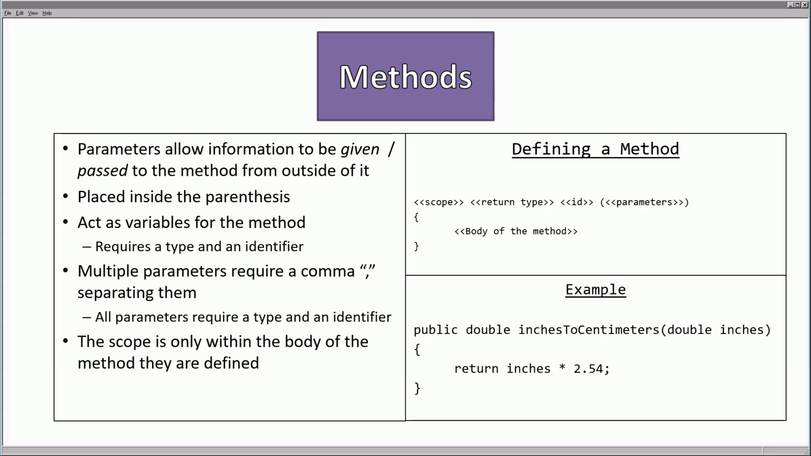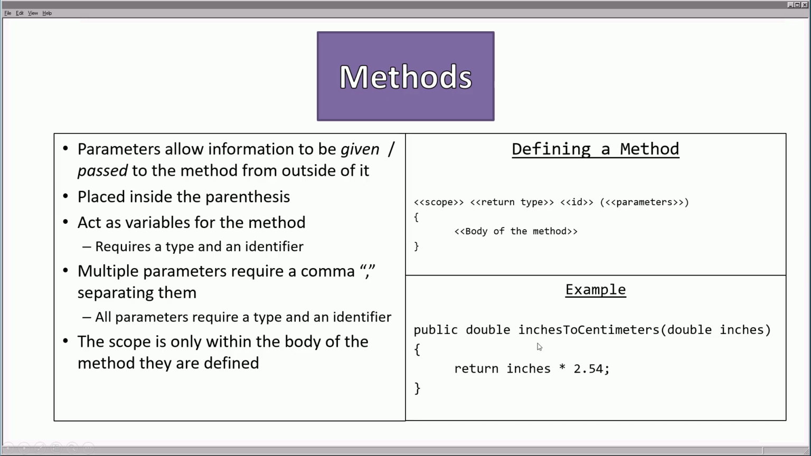Now remember this, the scope of the parameters is only within the body of the method for which they are defined. You cannot use these variables outside of that method. We have an example here of another type of method. It's public, and now you can see it returns a type double. As a reminder, we have to use this reserved word return and return a type double.